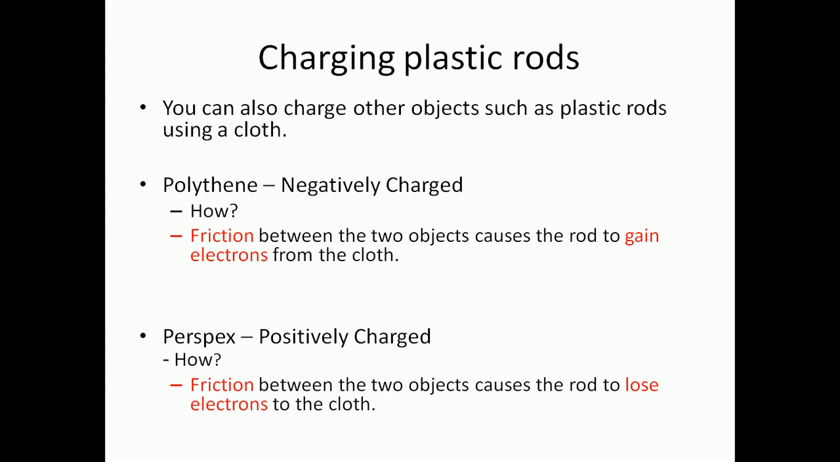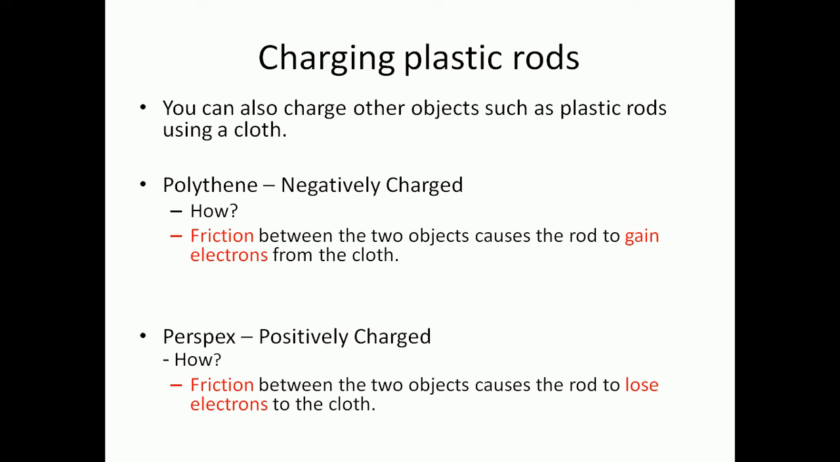And if you remember back to our atomic structure, electrons are negatively charged, therefore if the rod gains electrons it will become negatively charged. The other side of this is if you have something such as perspex. Now if you rub a perspex rod with a cloth, then you get the opposite happening. So the friction between the rod and the cloth causes the rod to lose electrons. So the electrons are transferred from the rod to the cloth. So the cloth becomes slightly negatively charged and the perspex rod becomes positively charged because it has lost negative electrons.